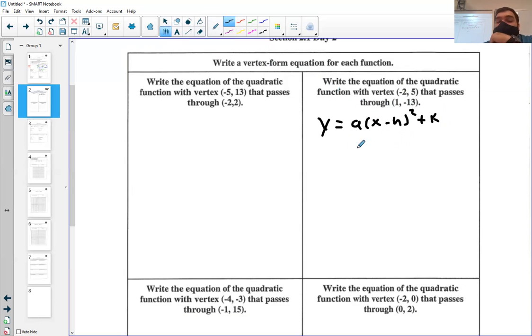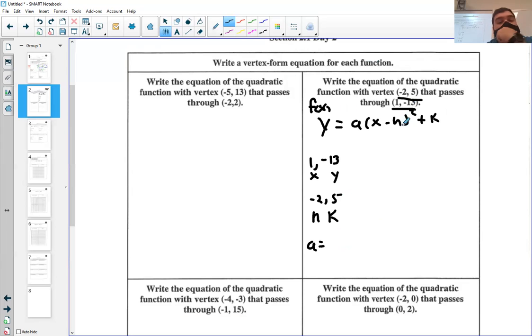All right, so we're going to graph this. This y might be f of x. That's the only difference, maybe. Either way, same thing mathematically. We're going to plug in these 2 points, 1 and -13. 1, -13 is your x, y. And the point of your vertex, -2, 5, what letters will that be? h and k. So you're only missing the a value. That's the thing we're looking for.